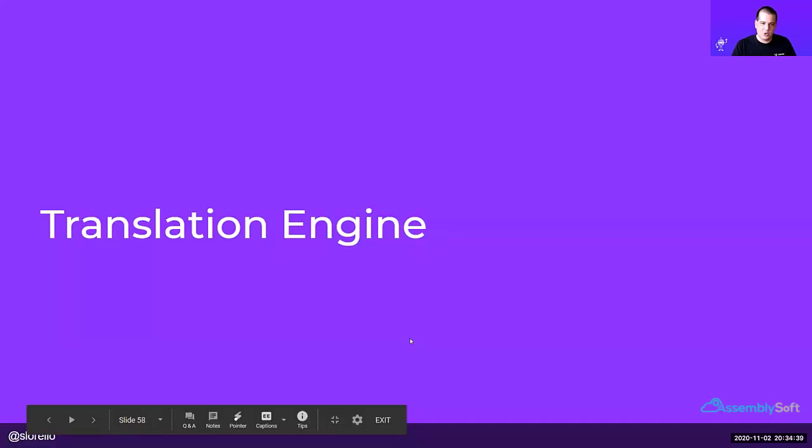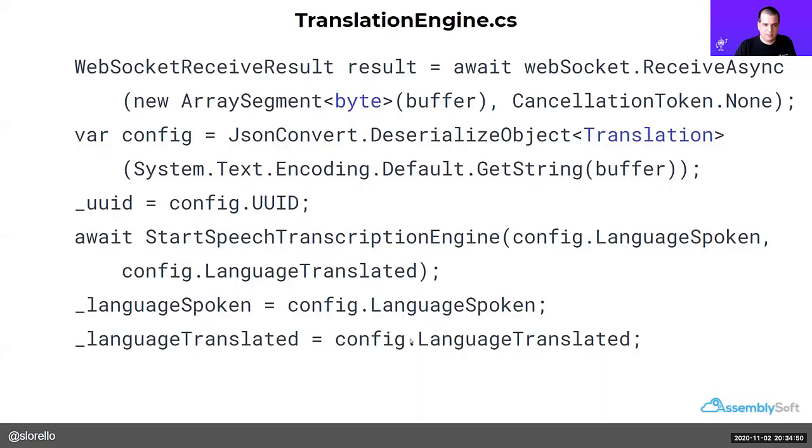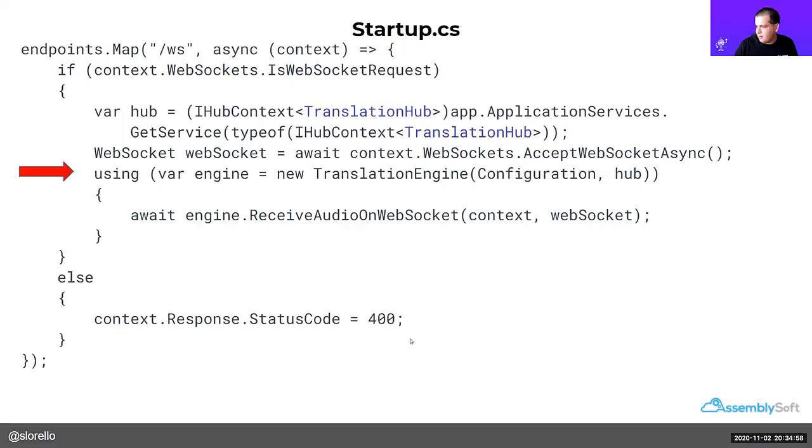So next is the translation engine. And I think I'm going to go through about 90% of the class. I'm going to leave out the constructor and stuff. But this is actually where it gets a little in depth. So this is the beginning of the receive audio on WebSocket method that I spoke about earlier. That's in the middleware, that's this right here. So after we've upgraded the WebSocket, we call this receive audio on WebSocket with the HTTP context and the actual WebSocket itself.